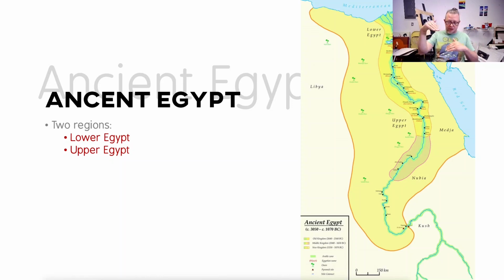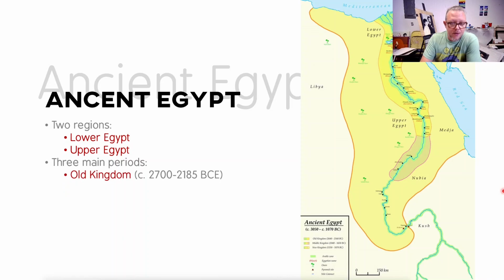But they're referred to as Upper and Lower Egypt based on whether they were upstream or downstream on the Nile. And the Nile flows from south to north, right, emptying out into this big delta into the Mediterranean Sea. So if we go upstream, we arrive at Upper Egypt, and if we go downstream, we arrive at Lower Egypt, right? So there are these two main regions, and there were three main periods of ancient Egypt.